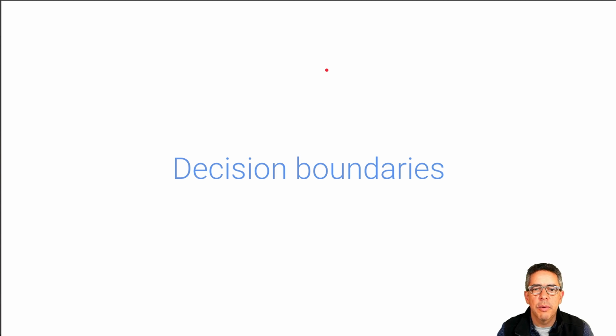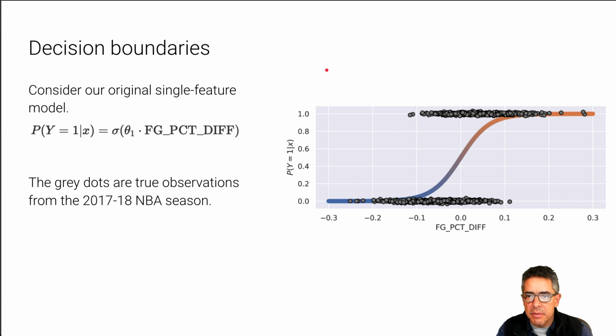We're going to continue our exploration of decision making and classification by looking at the concept of a decision boundary. This is a concept that in a sense we've already seen, but we're going to make it a little bit more explicit. In 1D, it's actually fairly straightforward. So let's go back to our original single feature model for the prediction of whether our team is going to win or not. In this case, our single feature when we looked at the 1D model was the field goal percent difference between the two teams.